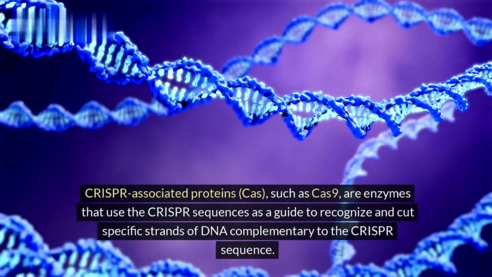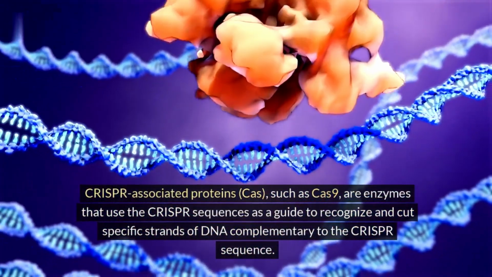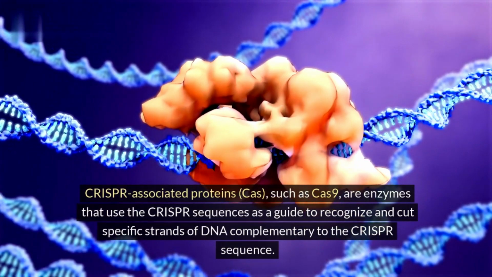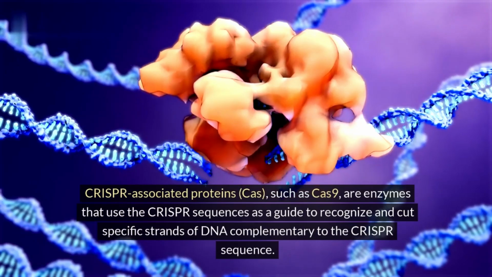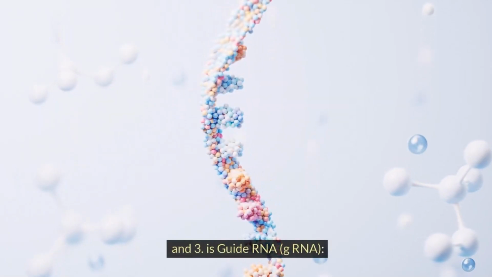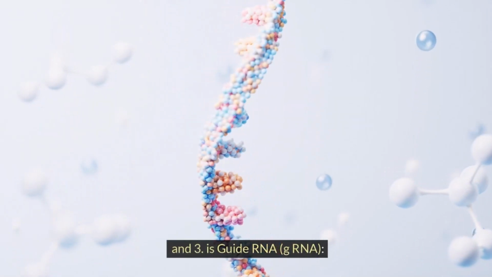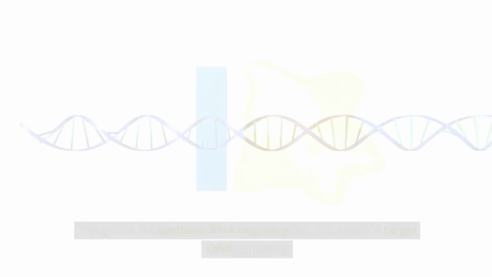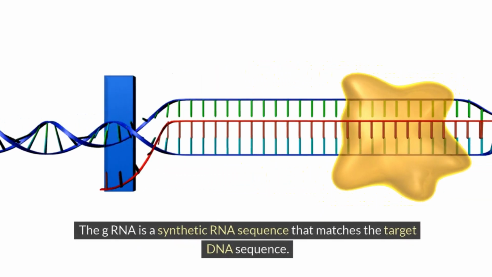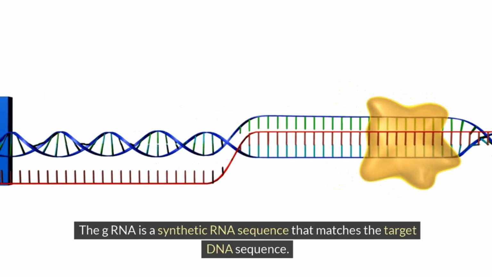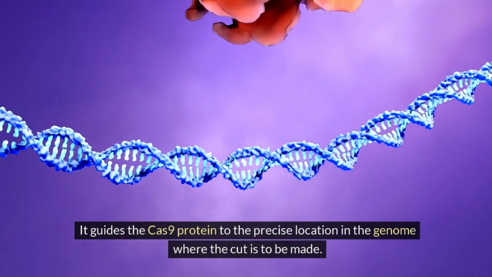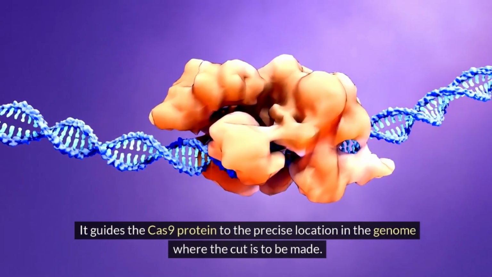CRISPR-associated proteins, Cas, such as Cas9, are enzymes that use the CRISPR sequences as a guide to recognize and cut specific strands of DNA complementary to the CRISPR sequence. And 3. Guide RNA, gRNA. The gRNA is a synthetic RNA sequence that matches the target DNA sequence. It guides the Cas9 protein to the precise location in the genome where the cut is to be made.